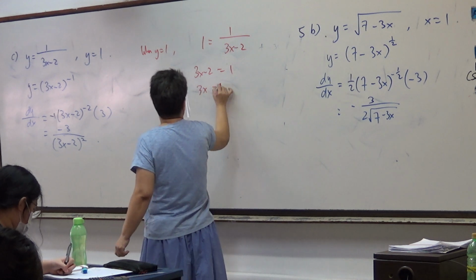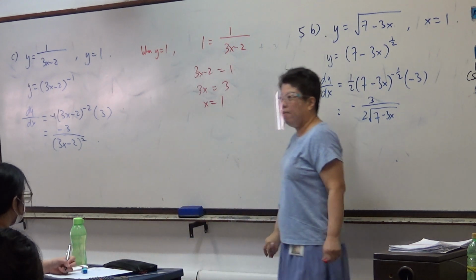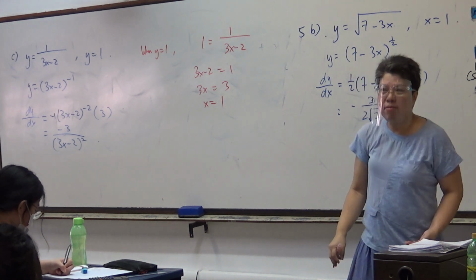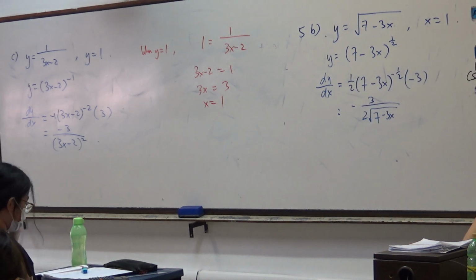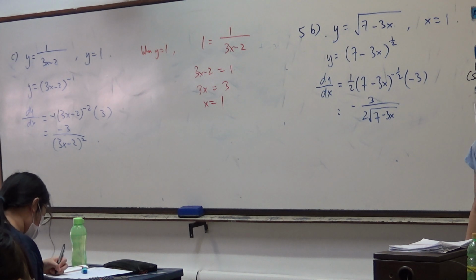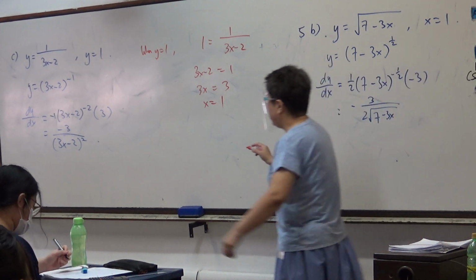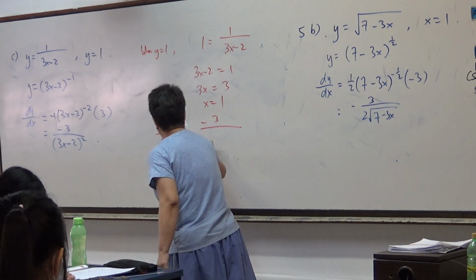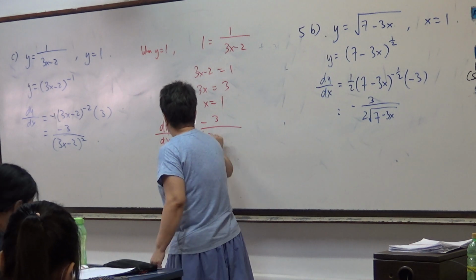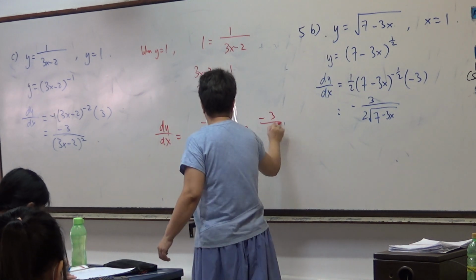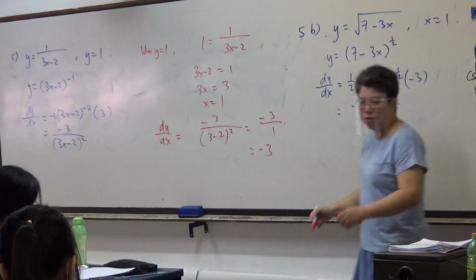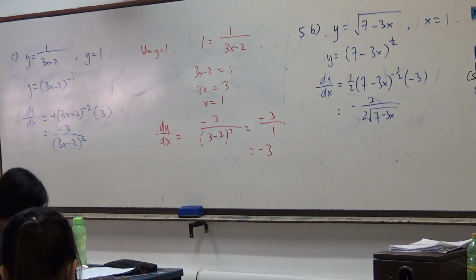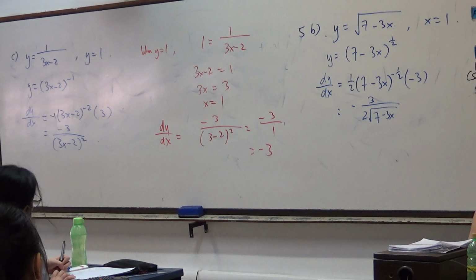Multiply 3x is equal to 3, x is equal to 1. Can you see? When y is 1, x is also equal to what? 1. Do you agree now? So, what's the gradient? dy/dx will be negative 3 over, 3 times 1 is still 3, yeah? Minus 2 power 2, so it's negative 3 over 1. So it's negative 3. Is that clear to everyone here?